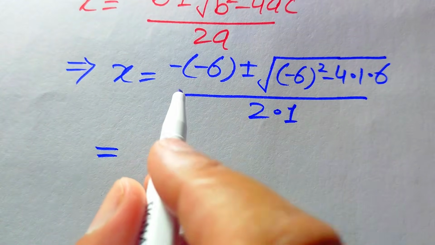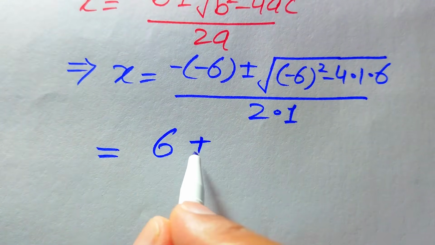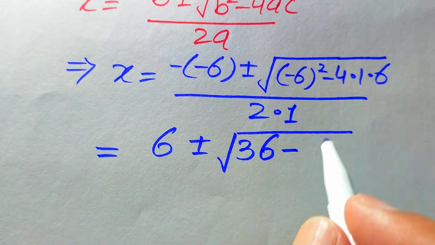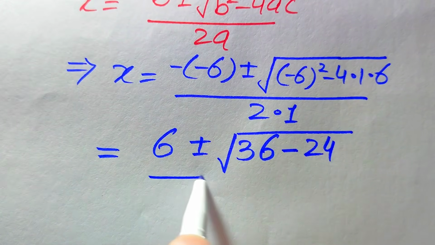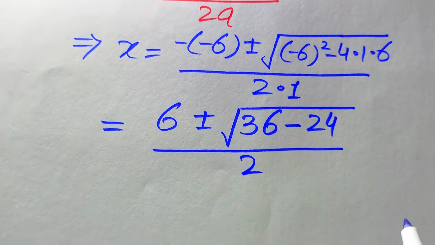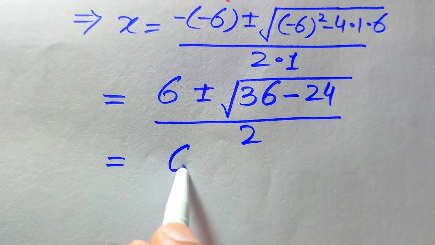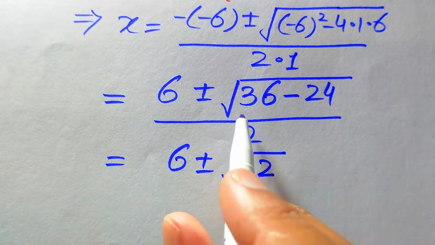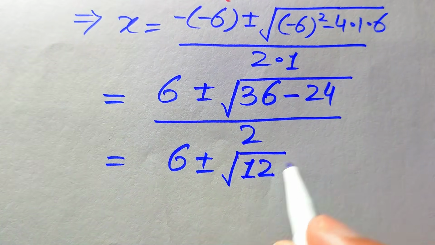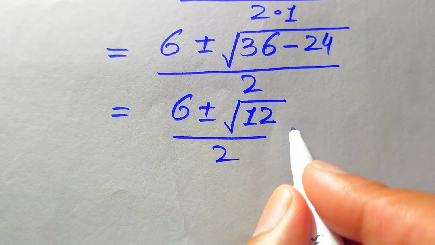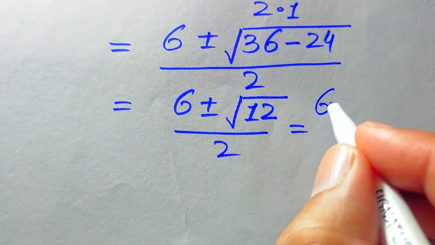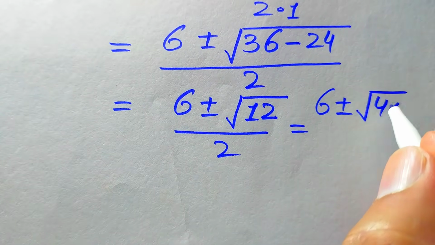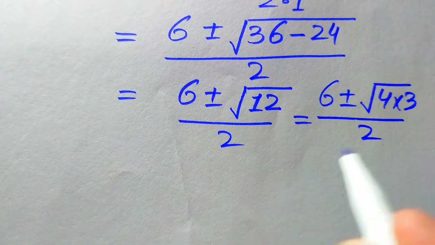Now in the next step we need more simplification, and we get minus times minus becomes plus 6 plus minus square root of minus 6 squared becomes 36 minus 4 times 6 becomes 24, divided by 2 times 1 equals 2. So we subtract these two values inside the square root sign, and we get 36 minus 24 becomes 12, divided by 2. Again we focus inside the square root sign and we write it as 6 plus minus square root of 12, where we break 12 as 4 times 3, divided by 2.